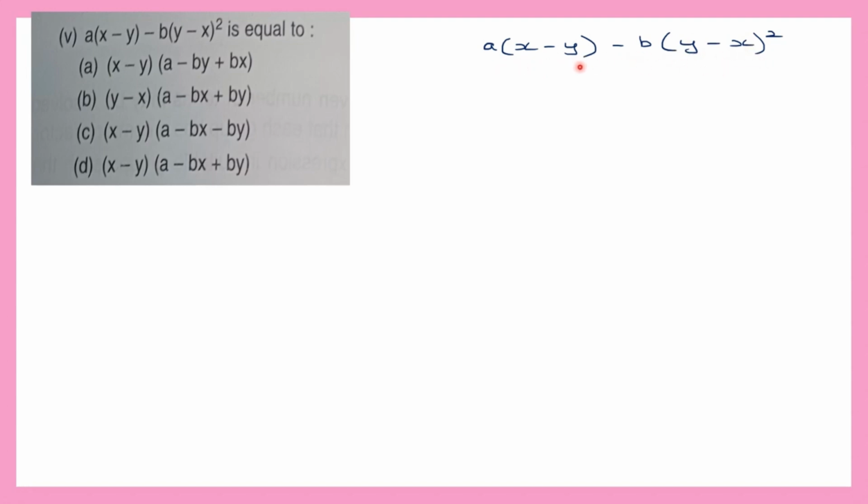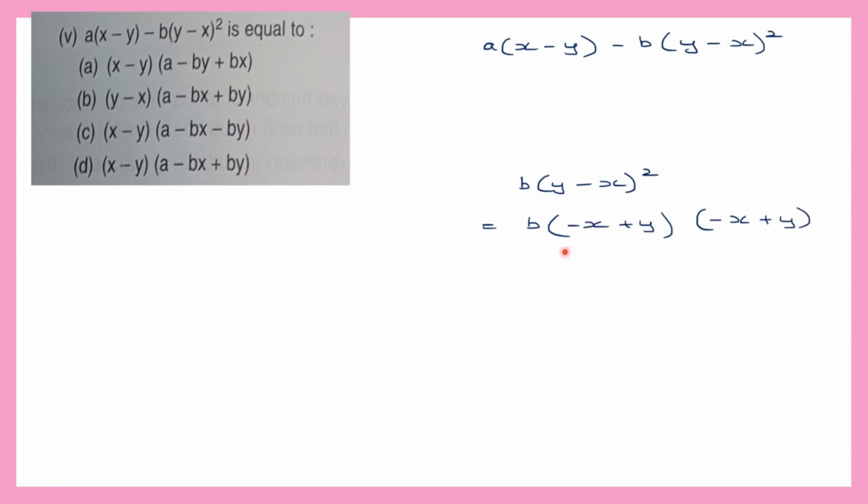So this I'm going to leave as it is. I'm going to work on this b into y minus x the whole square. So let's take only that b into y minus x the whole square. So I'm going to write this as b into, instead of y minus x, I'm going to write minus x plus y, into minus x plus y.